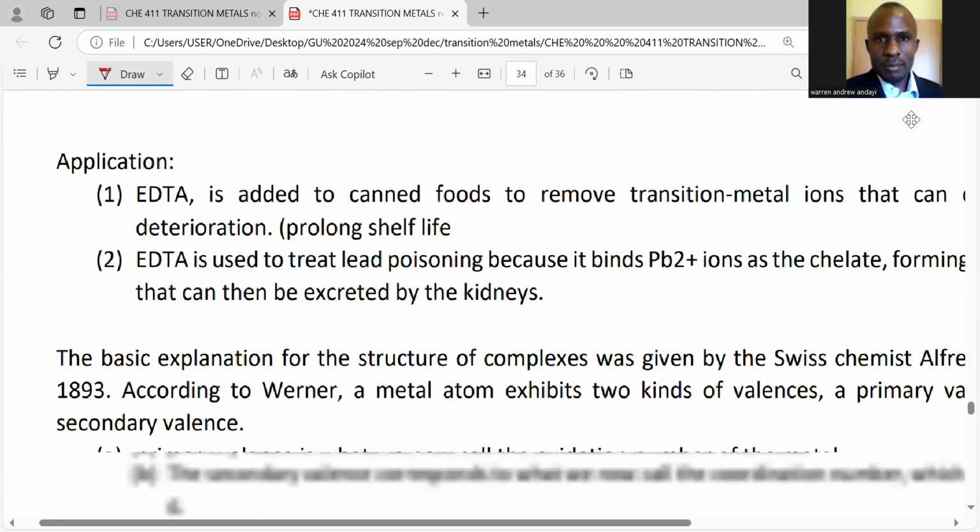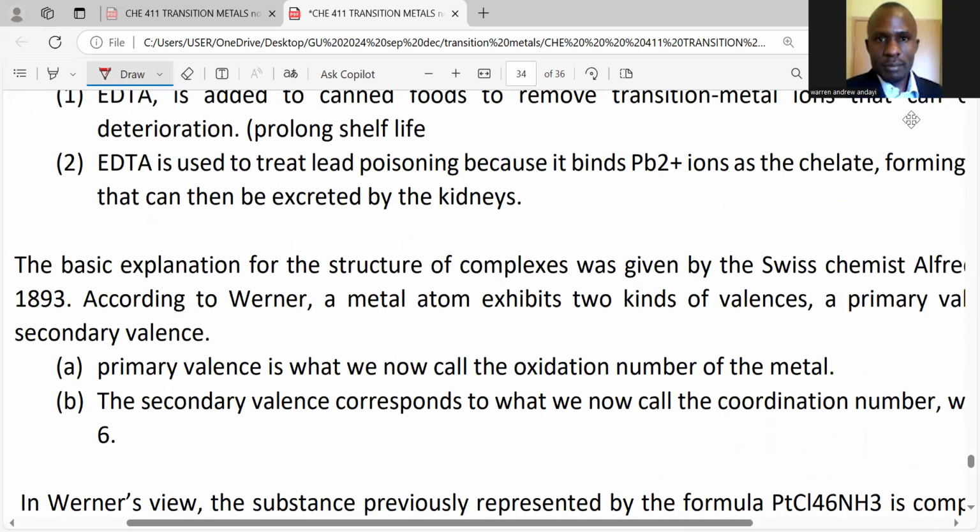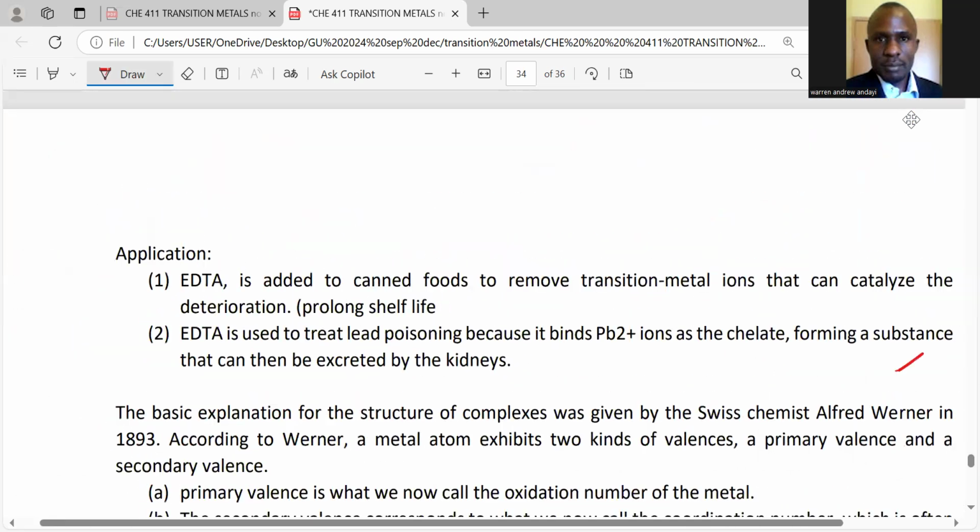So let's see the applications of EDTA. It's used for removing transition metals in food to prolong shelf life. It can be used to treat lead or any other metal poisoning, so that if I take lead by mistake, then I'll drink EDTA. EDTA will grab all the lead, then it will be easily excreted by kidneys, because our kidneys cannot excrete or remove heavy metals from the system. That's why heavy metals will always kill us.